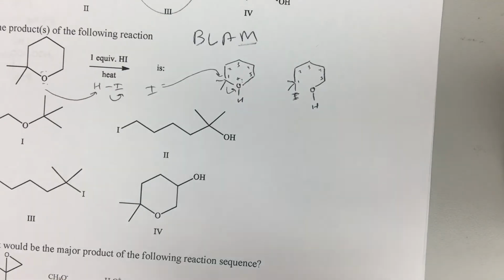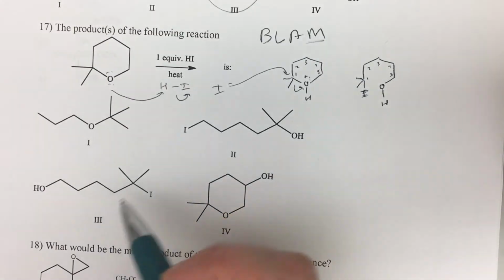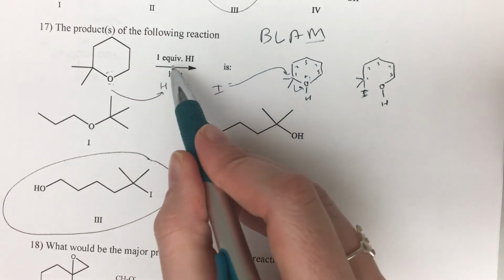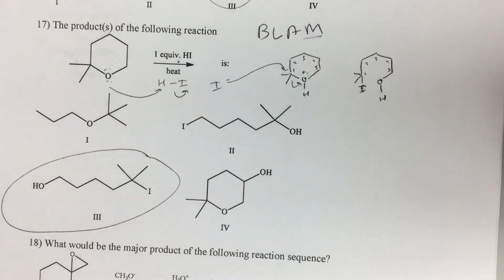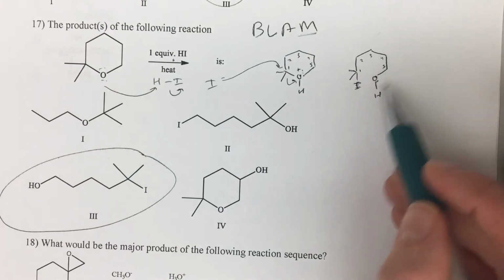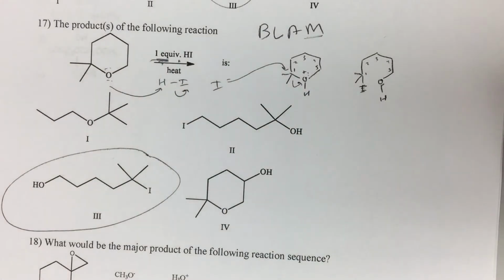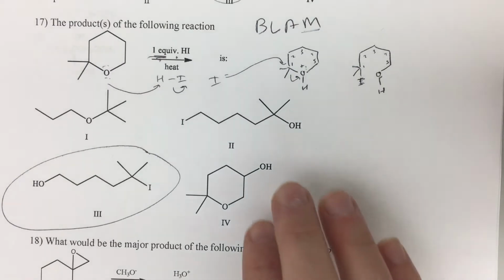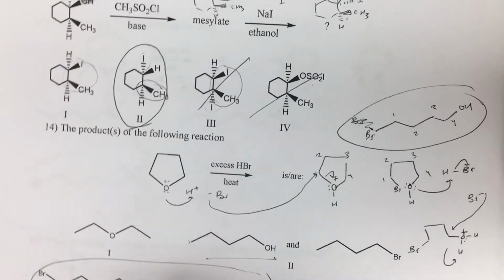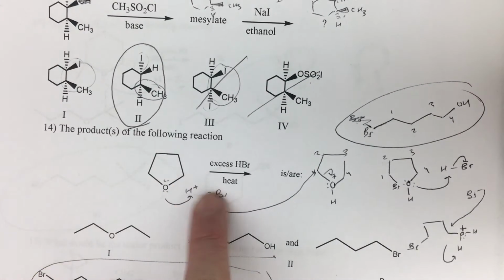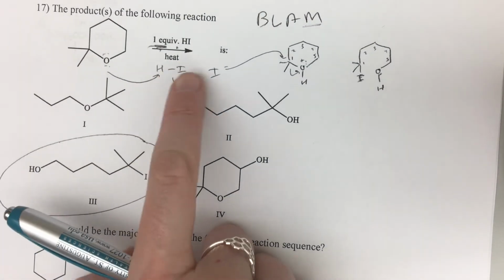So the answer choice would be answer choice C. Now if we had excess, the same thing would happen that we saw a few questions ago, where this would protonate again and the iodine would replace it. But we only have one equivalent, so it's not going to keep going. It's just going to react one time. So that's the difference here between question 17 and question 14: excess acid and heat versus one equivalent.